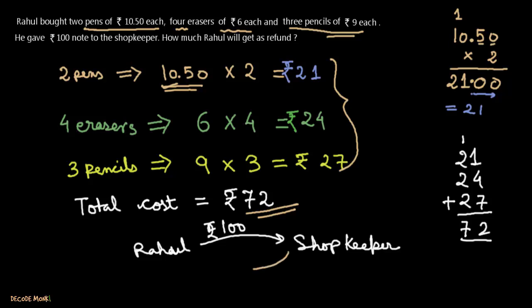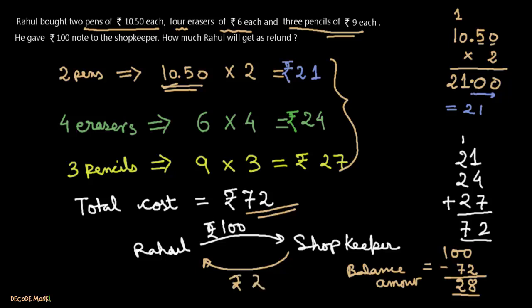Now, the shopkeeper will refund the balance amount to Rahul. So the balance amount will be equal to rupees 100 given by Rahul minus 72, which Rahul was liable to pay. So 100 minus 72 is, carry out the subtraction by yourself. 10 minus 2 is 8, 9 minus 7 is 2, so the shopkeeper will refund back rupees 28.